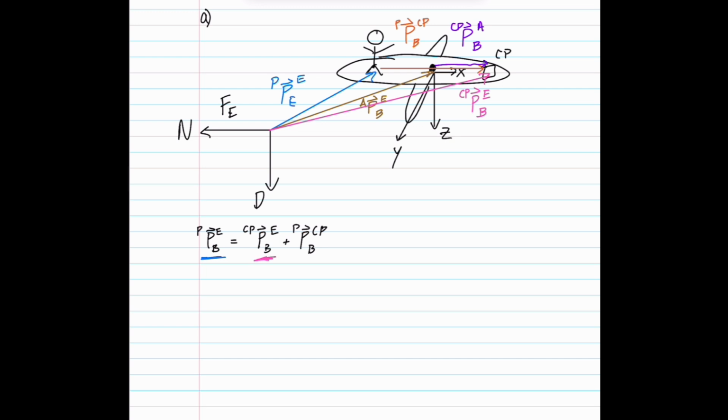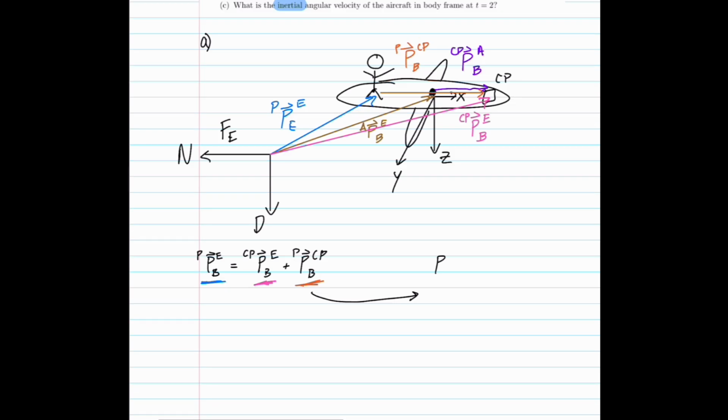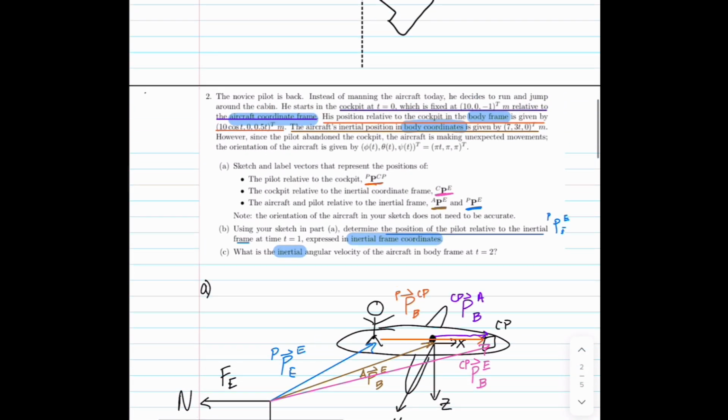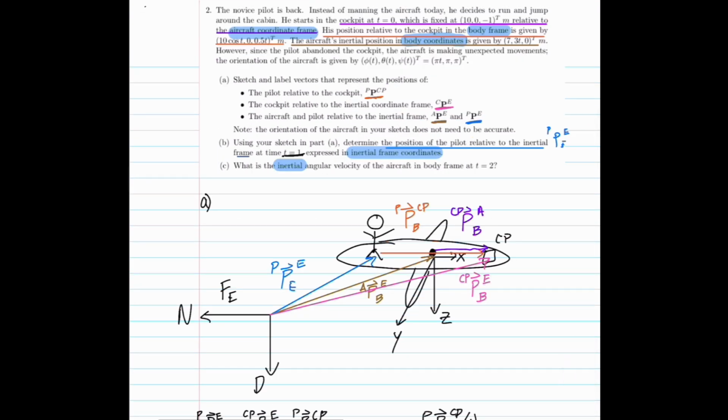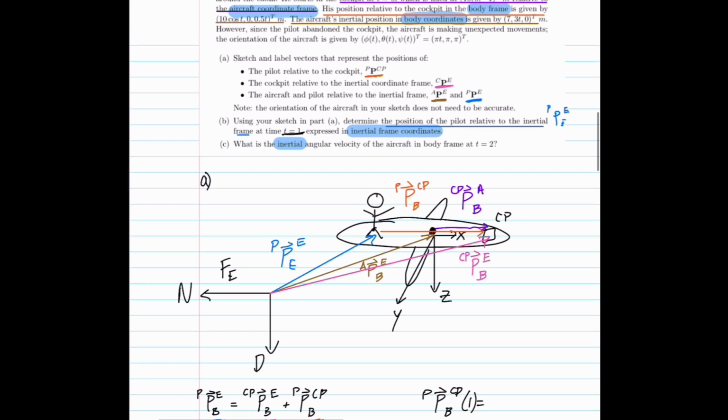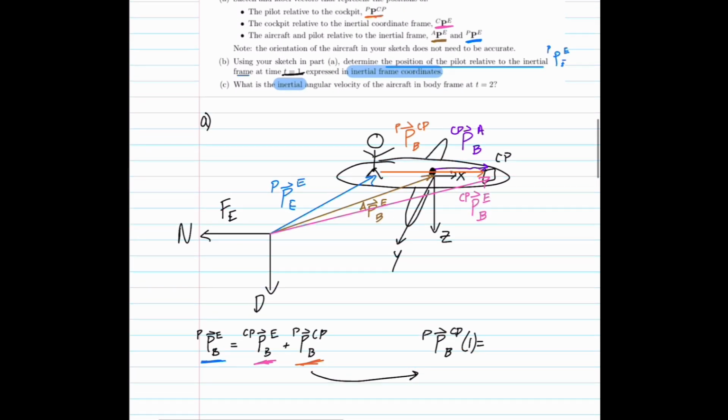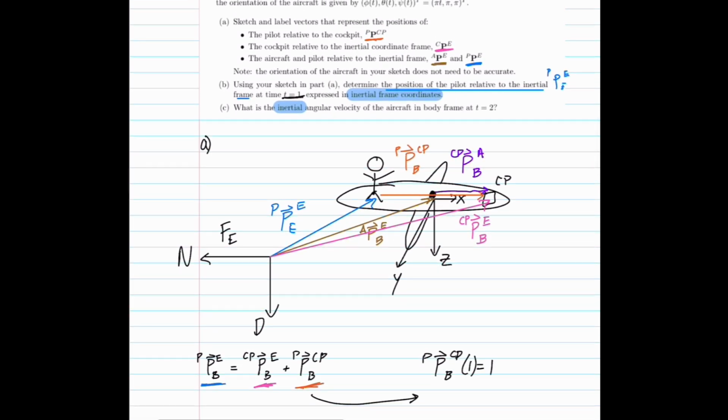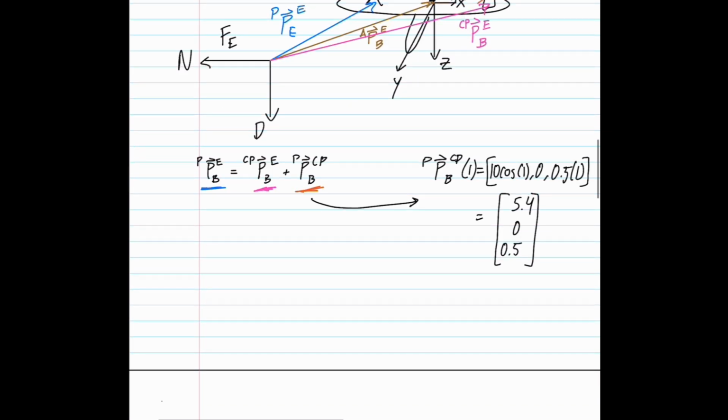So we'll just call that blue, even though it's not expressed in the right frame, we'll just rotate it later. So if you add the orange and the pink vectors, you get the blue vector. And they gave us the position of the pilot relative to the cockpit, expressed in the body frame, and it's at 1 second, so let's just plug in 1 to t. And that equals that vector.